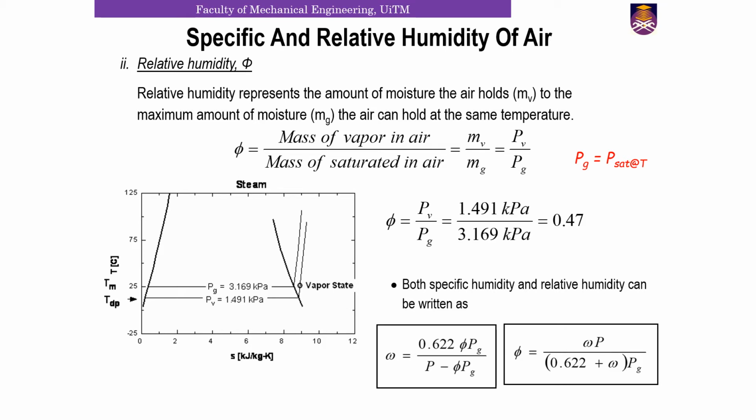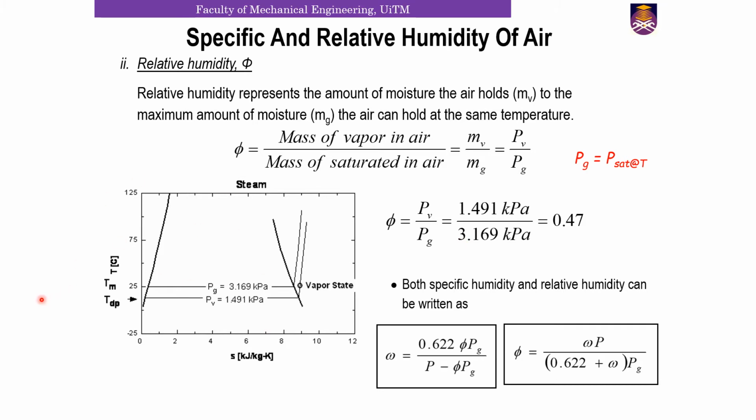The ratio between these two quantities is called relative humidity: the mass of water vapor in air divided by the mass of saturated moisture in air. That is given based on the definition. You can also calculate it based on the pressure, using the partial pressure of the water vapor and the saturation pressure at a given temperature. As you can see here, we have an example.